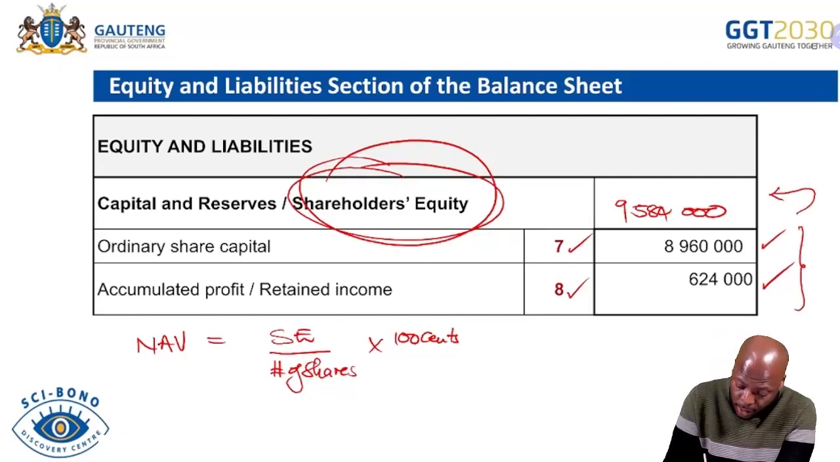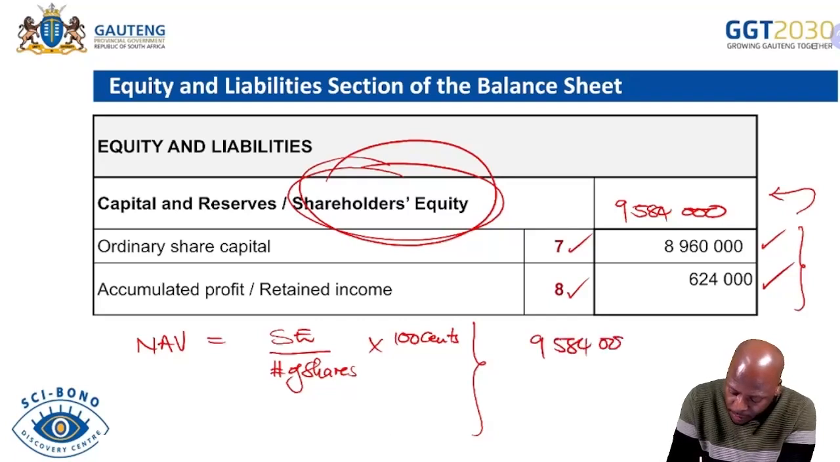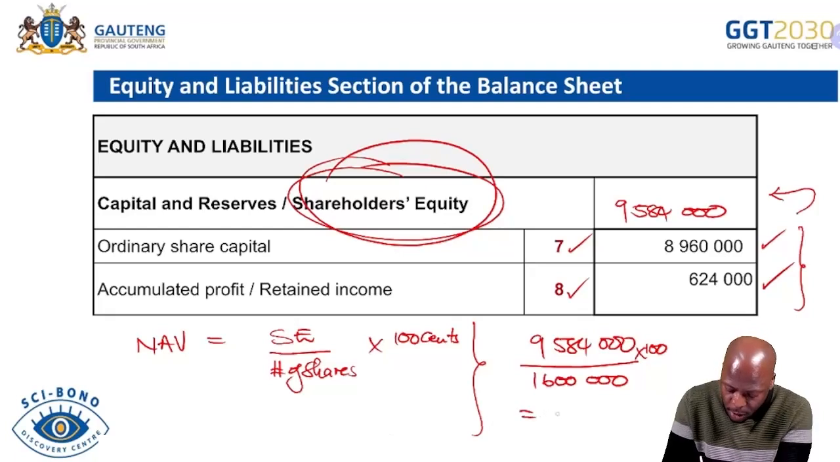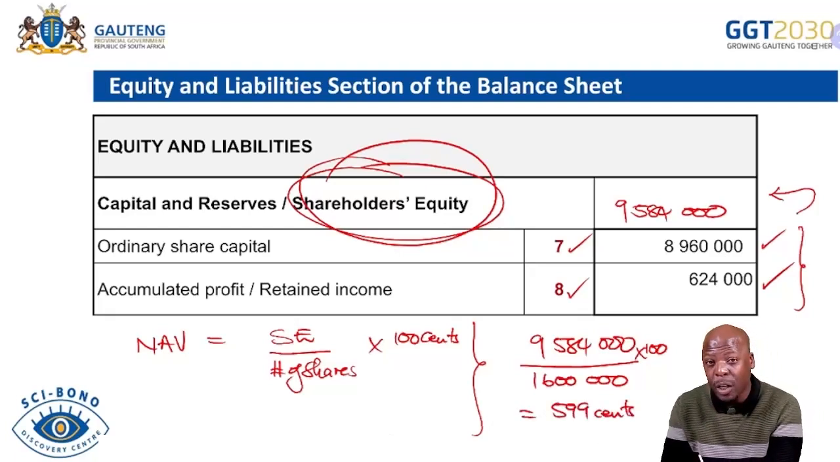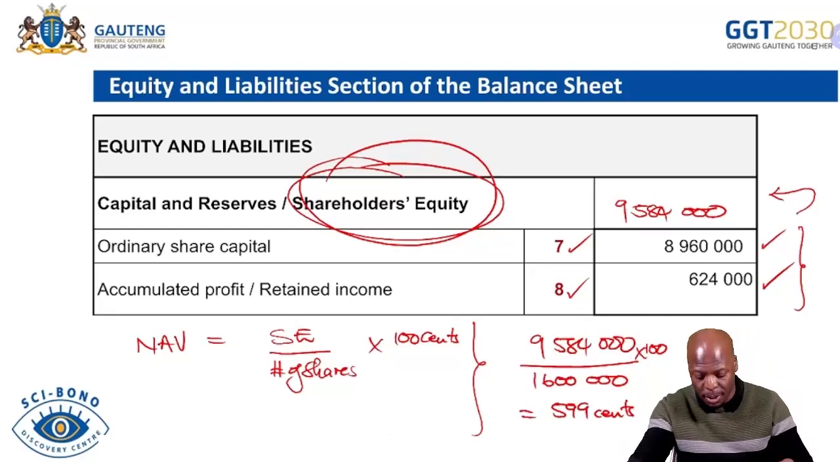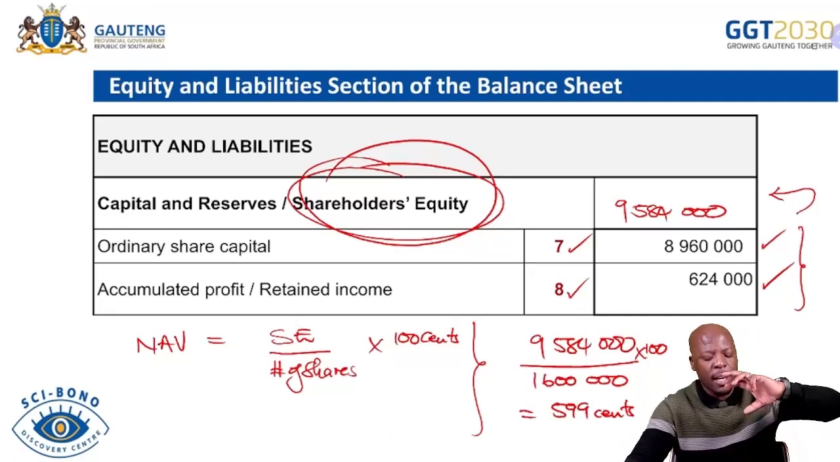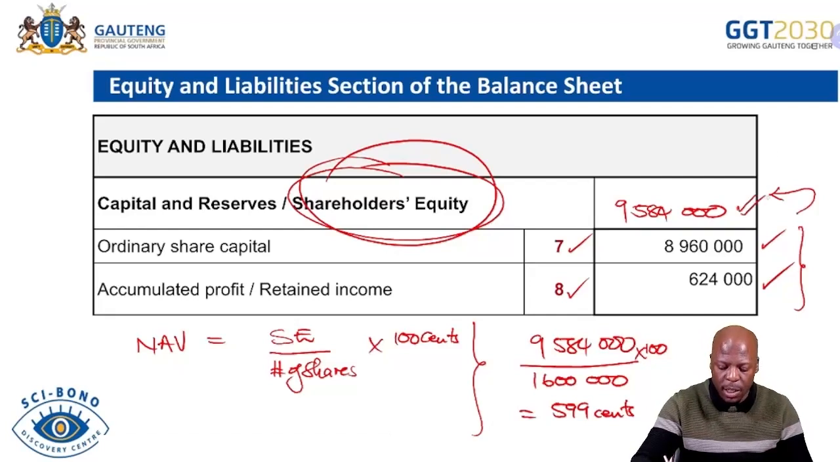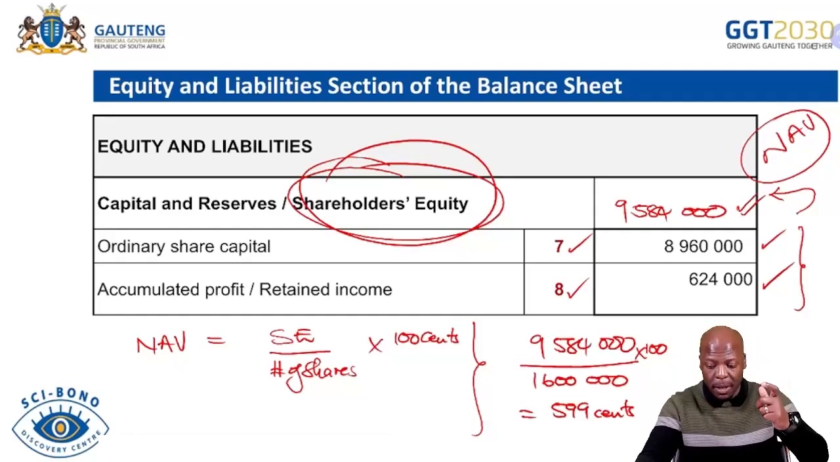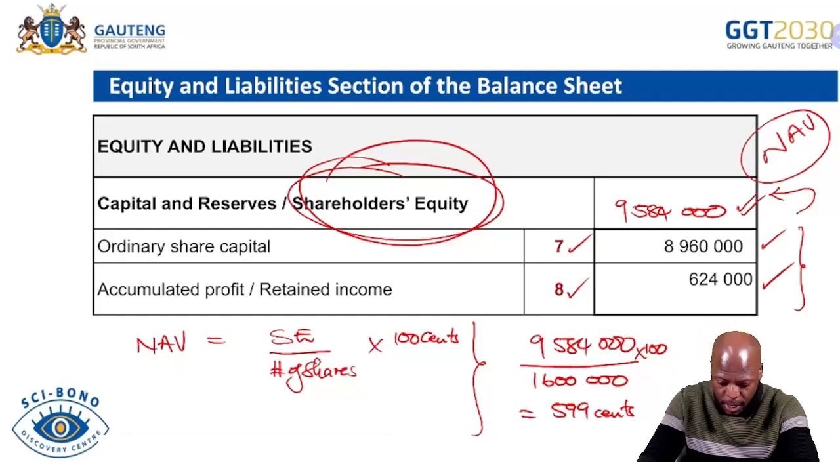Let's do it practically. You take your 9,584,000. You divide it by your number of shares in issue, 1.6 million. You multiply it by your 100 cents. I think it should give you somewhere around 599 cents. This is very important for what I will show you later in this presentation. So whenever you see your shareholders' equity, think NAV.